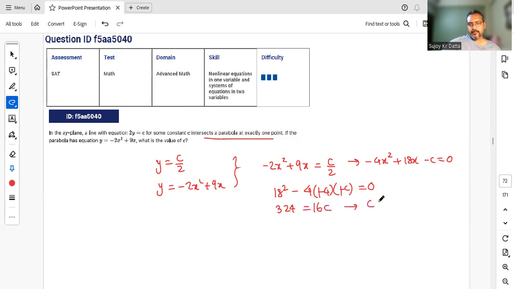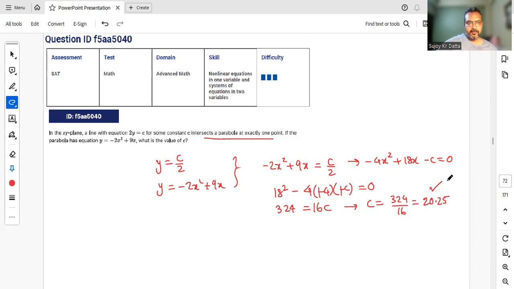You just need to divide and we have 324 by 16. So if you calculate, that's 20.25. 320 by 16 is 20. 4 by 16 is 0.25. So we have 20.25. So that is our answer.